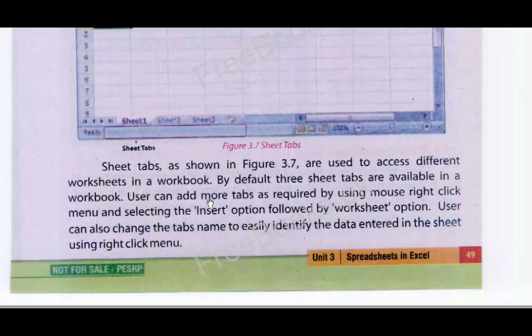Sheet tabs, as shown in figure 3.7, are used to access different worksheets in a workbook. By default, 3 sheet tabs are available in a workbook. User can add more tabs as required by using mouse right click menu and select the insert option followed by worksheet option. User can also change the tab's name to easily identify the data entered in the sheet using right click menu.